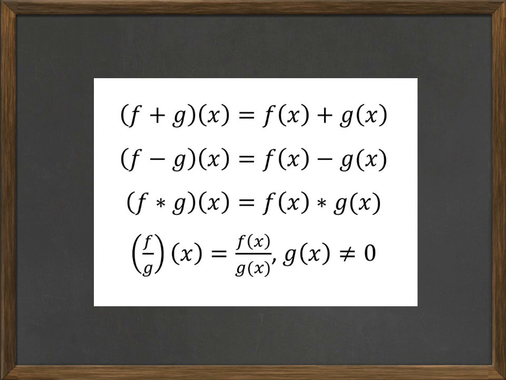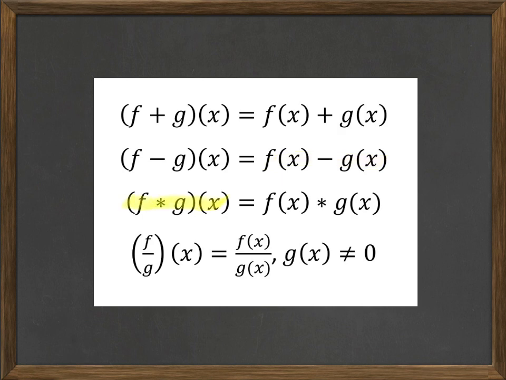The first one says f plus g of x. This can be rewritten as f of x plus g of x. In other words, this is just asking to add the two functions f and g together. The next one says f minus g of x. Again, this is just a shorthand notation for saying that we want to subtract the two functions f and g.